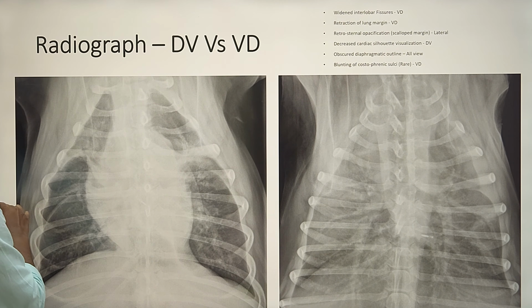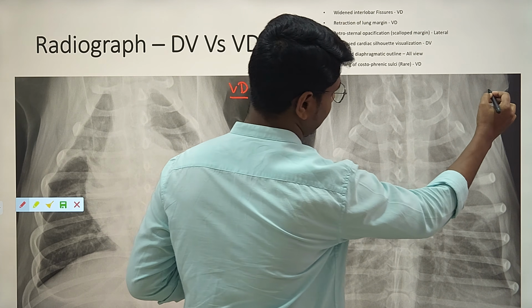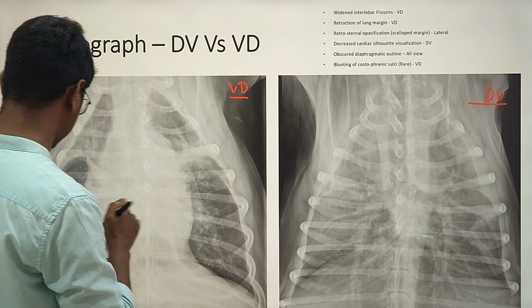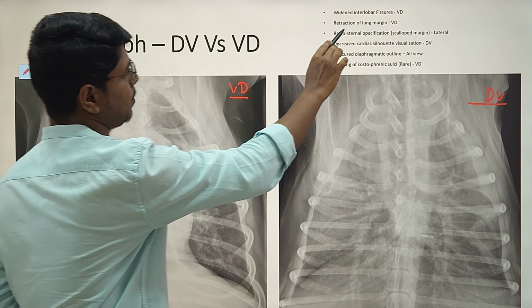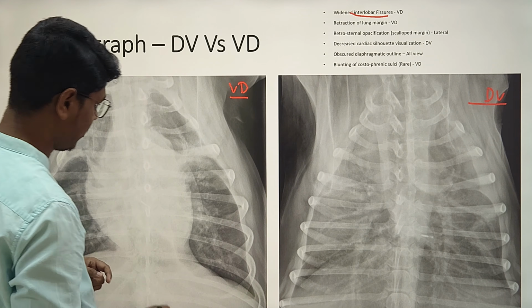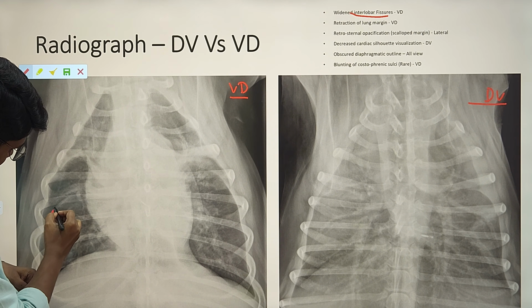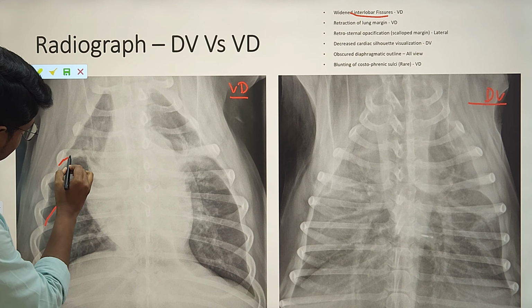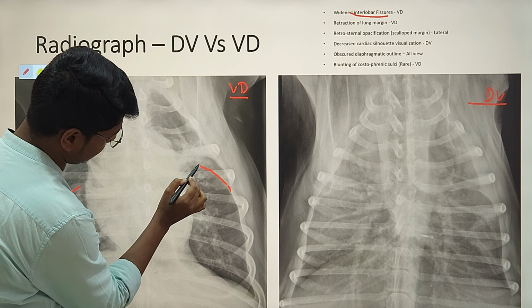You see, this is the VD view, this one is the DV view. Okay, let us see some other signs. First sign is widened interlobar fissures. Can you identify some fissures here? You see there is one fissure here visible, another one is visible here. Here it is very clear.